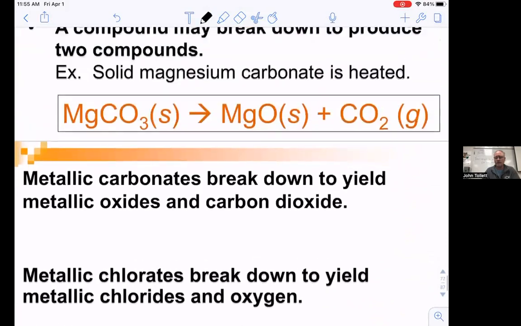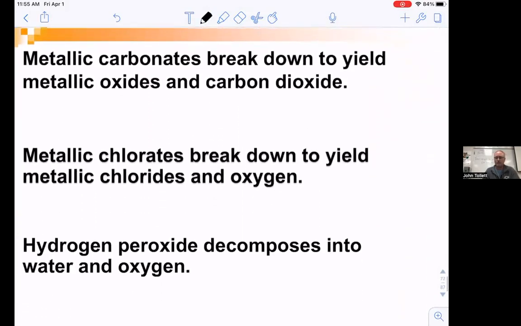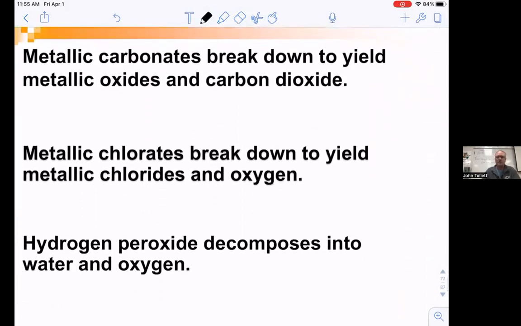So those are just examples of things that can happen. There are rules that go along with it. Some of these rules are going to be the same ones we've already done. Metallic carbonates break down to yield metallic oxides and carbon dioxide. That's one that we've already kind of shown you.